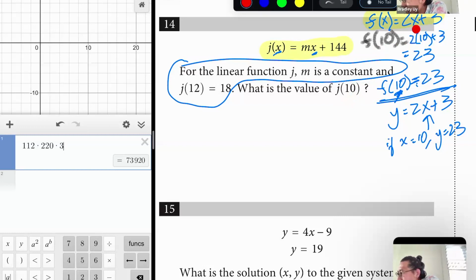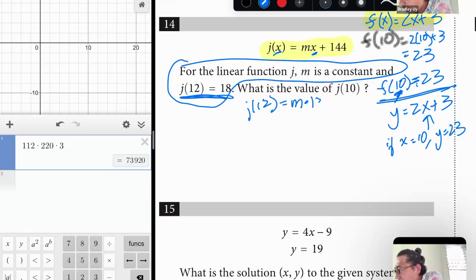We just plug a 10 into the x. There's no more x. It goes in for the x, and we just have a number. We can't do this because we don't know our value for m, hence we need to find it first, okay? So the only information they give us is this, j of 12. So we plug in j of 12, which represents m times 12 plus 144, okay?